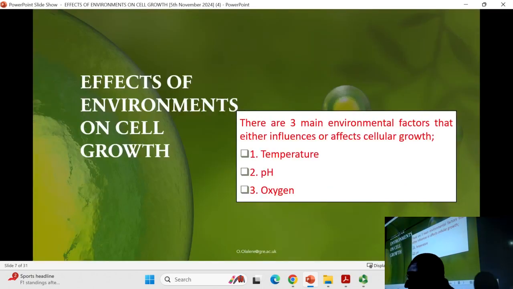Then now, we have three main environmental factors that affect cell growth. Please listen and listen well. This came out last year. So, three main environmental factors that can either influence or affect cellular growth. The first one is temperature. The second one is pH. And the last one is what?